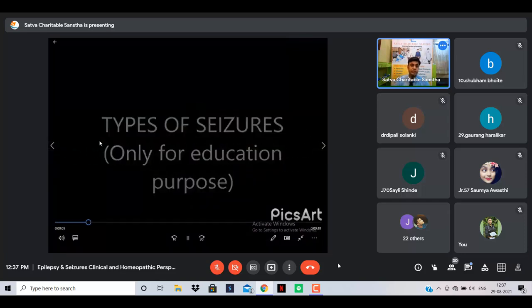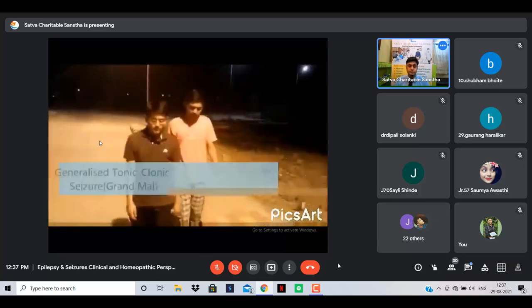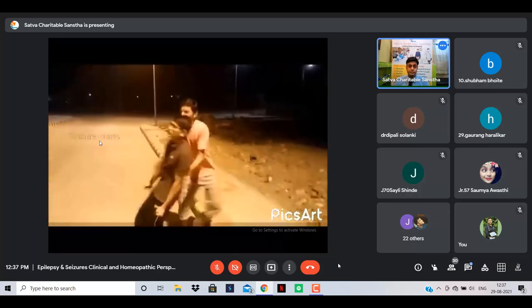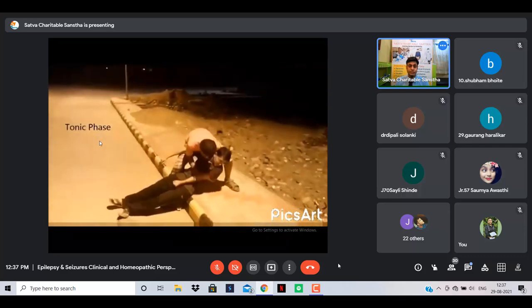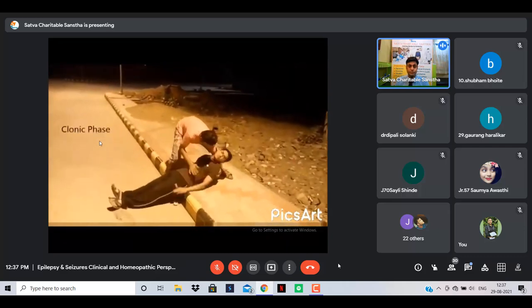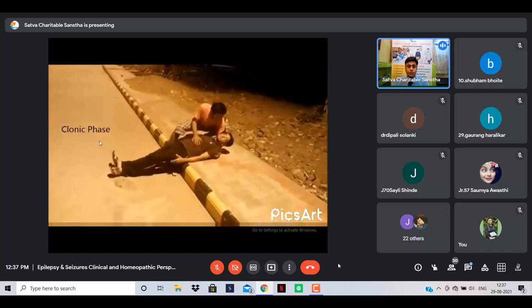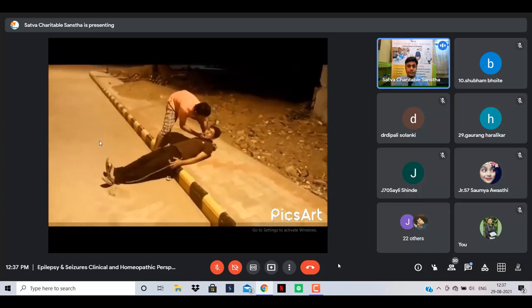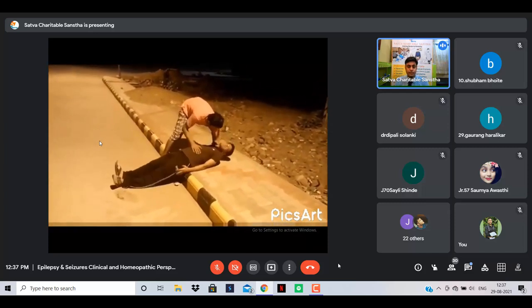Just see it. There is sudden loss of consciousness. The person is going into a tonic phase. The tonic phase is there. He's convulsing.